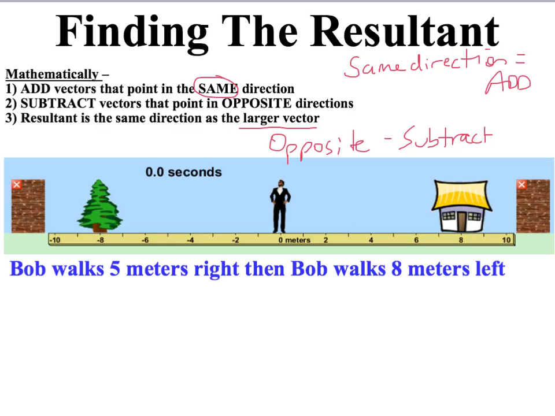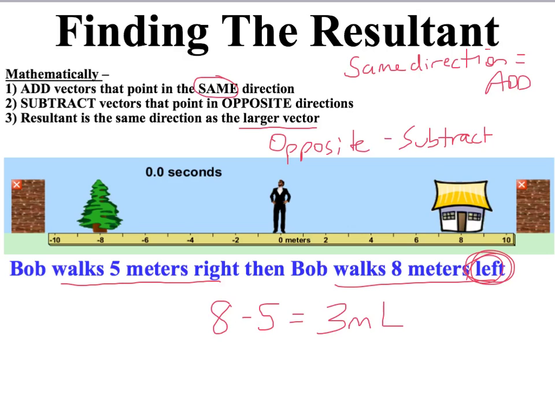So in this case, Bob walks 5 meters to the right and 8 meters to the left. So these vectors are in opposite directions, so we'd have to subtract. 8 meters left minus 5 meters to the right, and our resultant is 3 meters. The number with left is bigger than the number with right, so we'd say 3 meters left. And of course, you can draw this vector as well with a ruler.